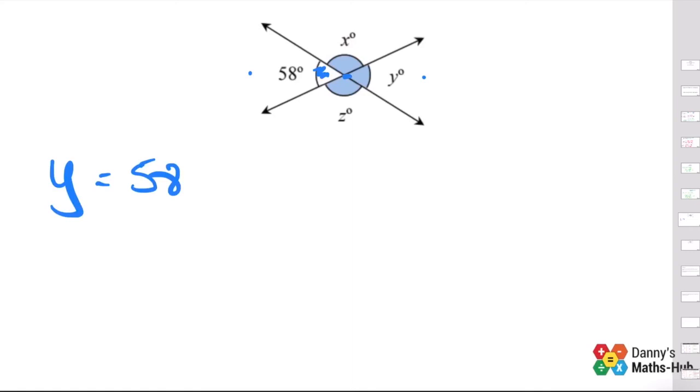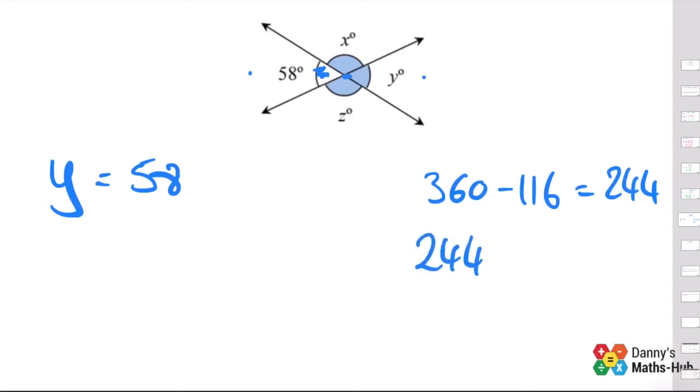So now how do we work out x and z? Well, there's two ways. We could think, well, this is an angle around a point. We know it should add up to 360. We've got 58 and 58 already, which is 116. So we could take away the 116 to get 244. We know that x and z are equal because they're vertically opposite. So we'd divide 244 by 2 to get 122. And then we know that x and z would be 122.